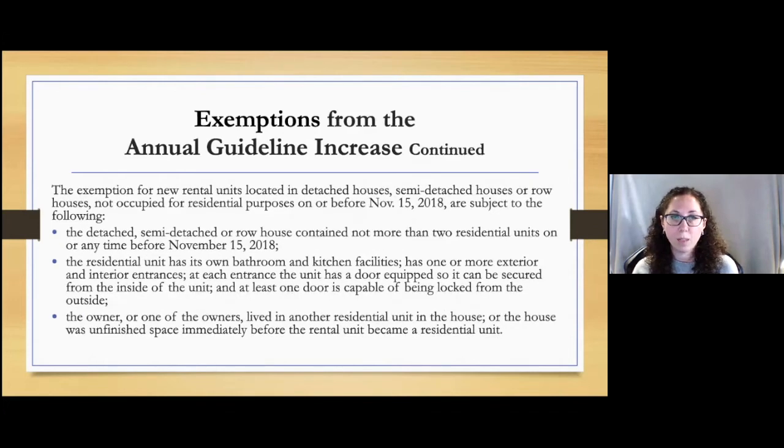The specific requirements for newly built units in a detached, semi-detached, or row house are as follows. The property cannot contain more than 2 rental units. The unit must have its own kitchen, washroom, and 1 or more exterior entrance. The unit door must be able to be locked from the inside, and there must be a door that can be locked from the outside.